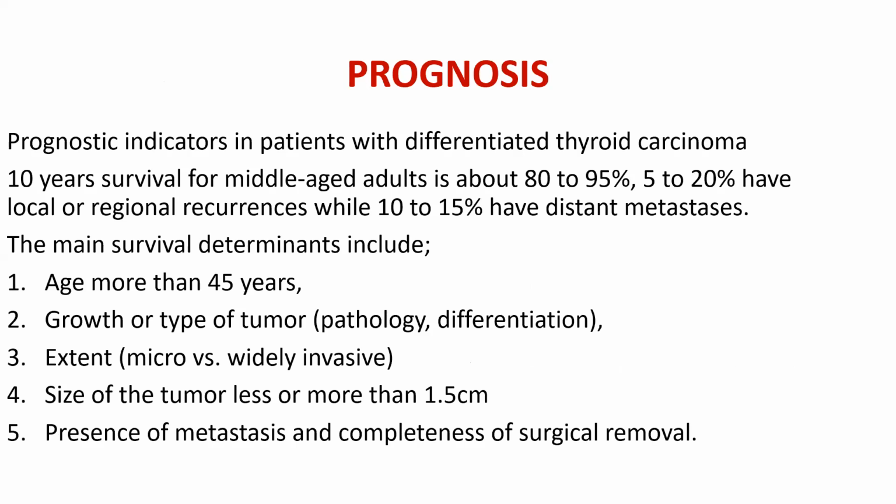The prognostic indicator in a patient with differentiated thyroid carcinoma is 10-year survival, for a middle-aged adult, about 85 to 95%. 5 to 20% have local or regional recurrence, with 10 to 15% having distant metastasis.